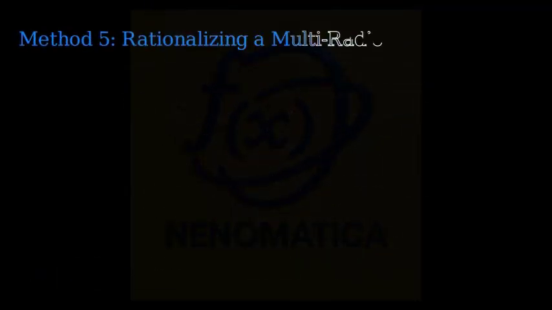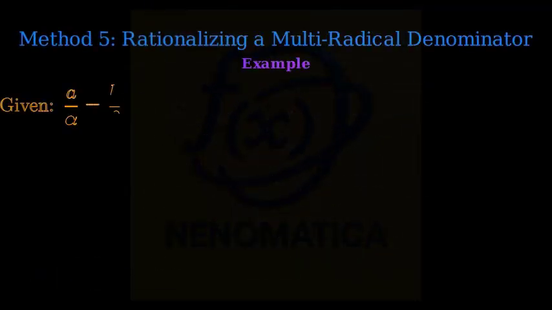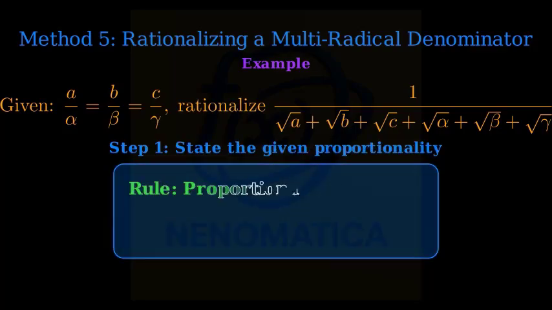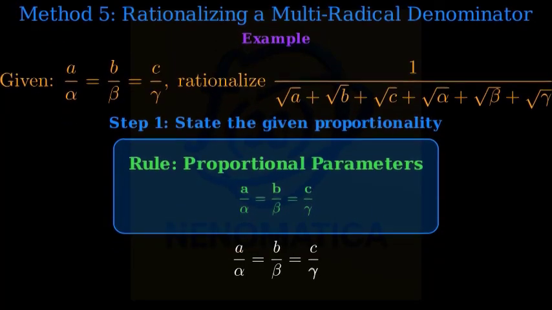We will follow method 5 for rationalizing the denominator in a structured, step-by-step way. First, let us display the example and the problem statement. Step 1. Extract and restate the given proportionality. This is our starting rule.